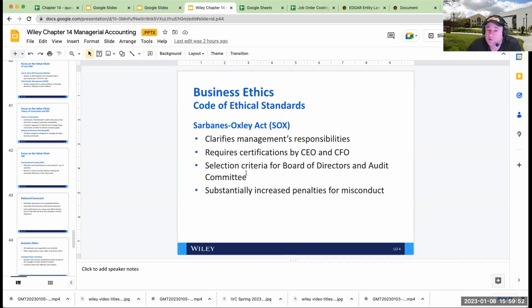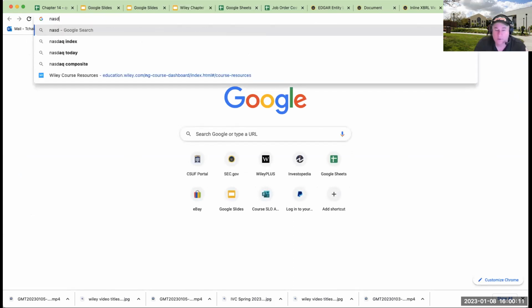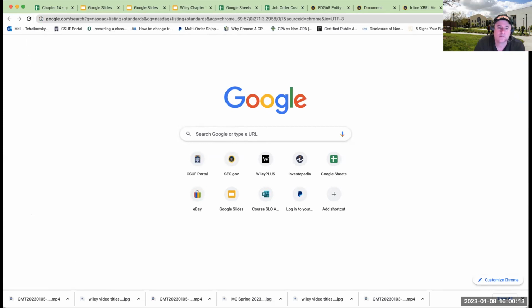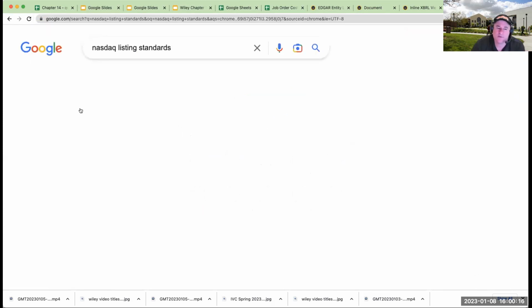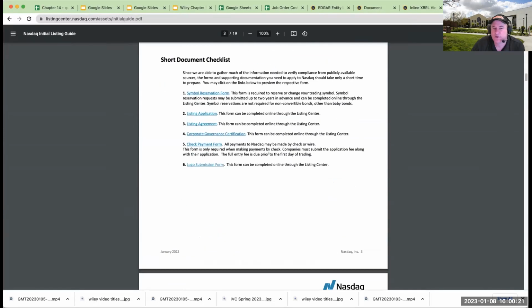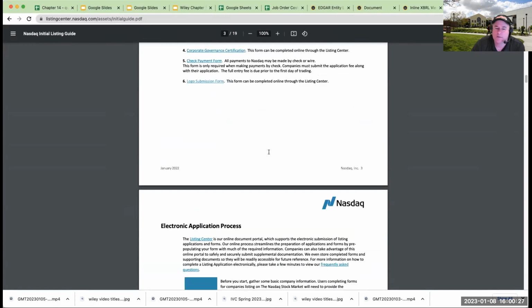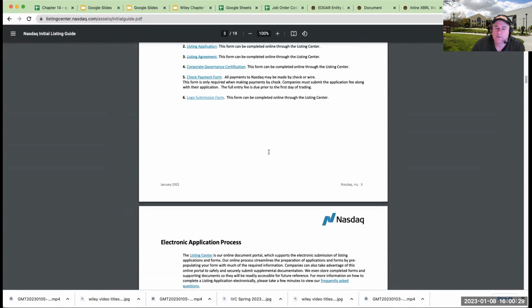Okay, so selection criteria for board of directors and audit committee. There are so many different rules, and generally the best way to go through them is to look at the rules in terms of governance for companies. If I go to the NASDAQ listing standards, there's this thing called an initial listing guide, and I can also put this in this part over here.